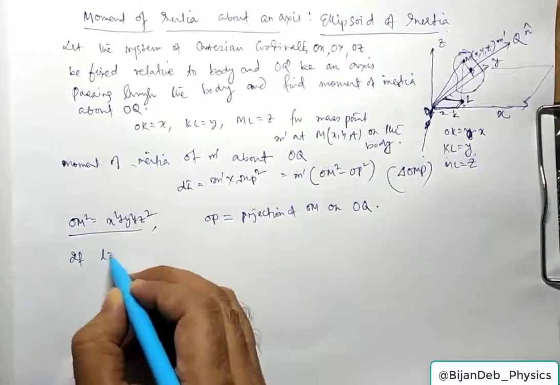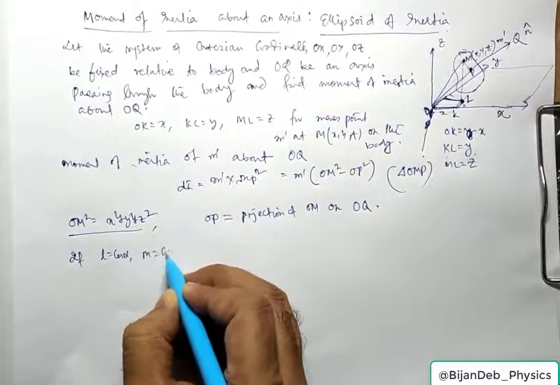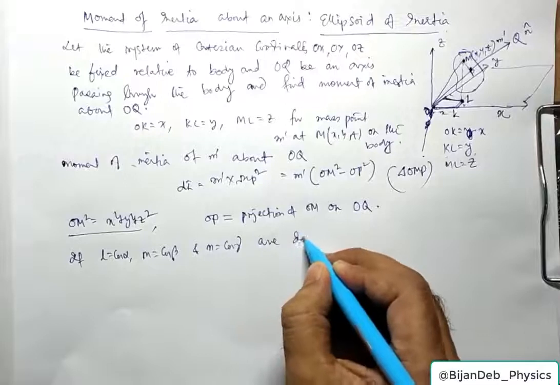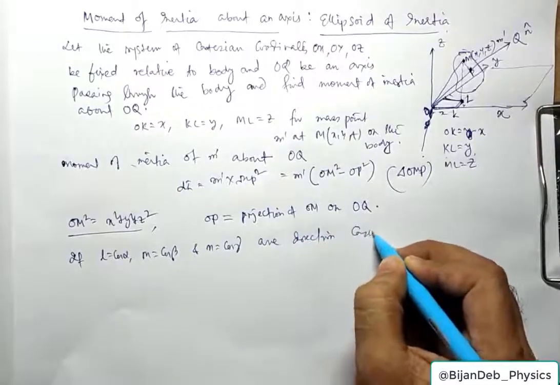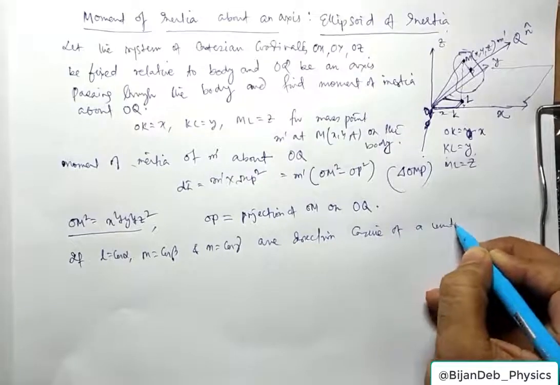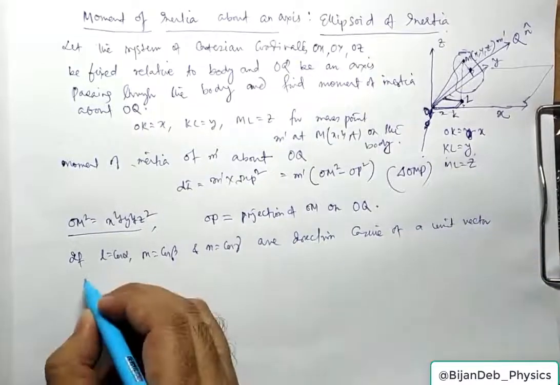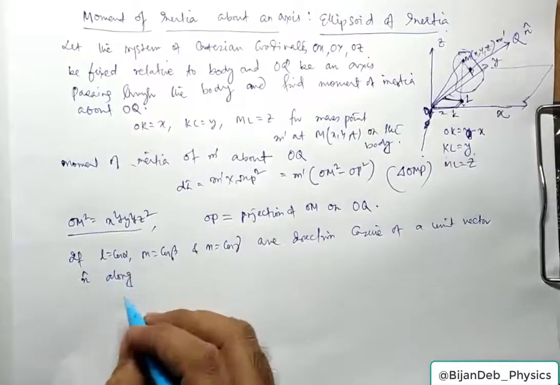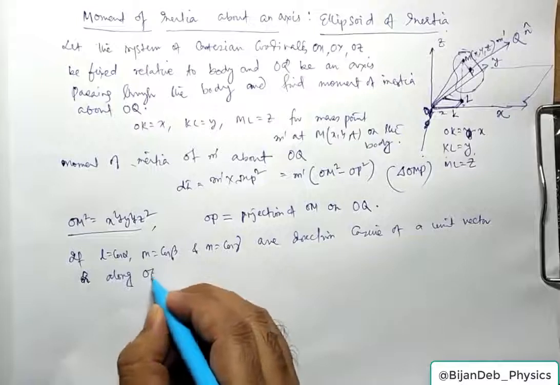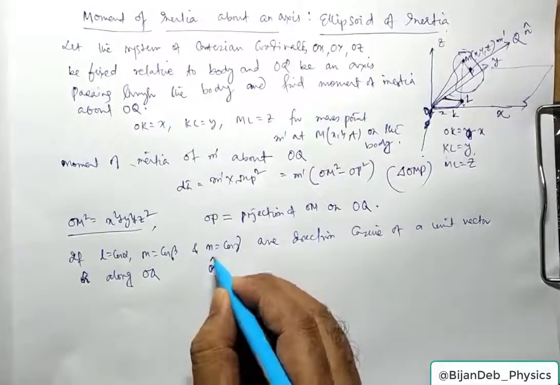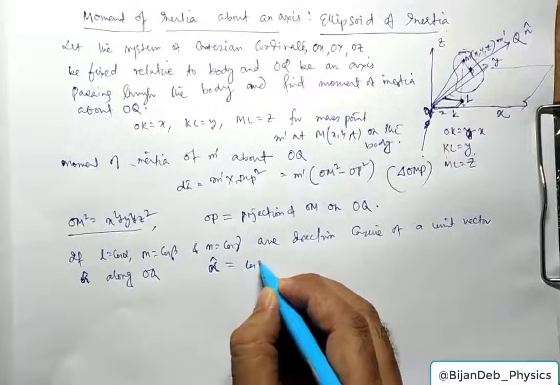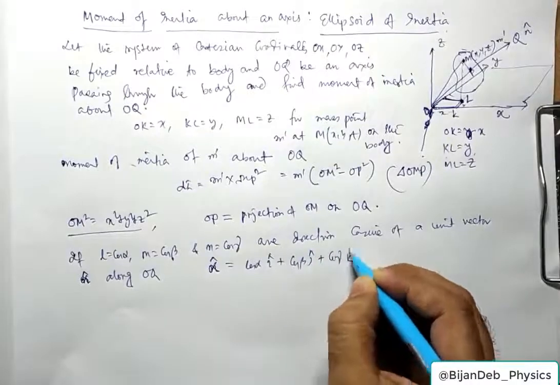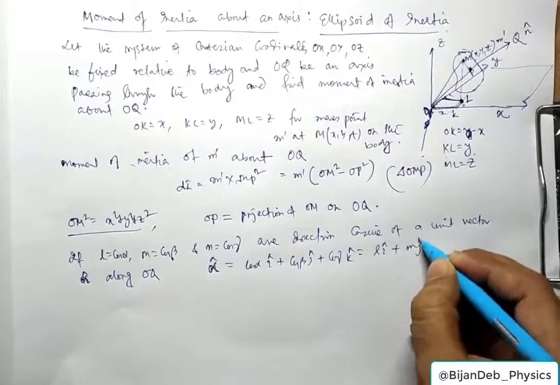If l equal to cos alpha, m equal to cos beta, and small n equal to cos gamma are the direction cosines of a unit vector n cap, or alpha cap, along OQ, then what will alpha cap be? Cos alpha i cap plus cos beta j cap plus cos gamma k cap, or you can take l i plus m j plus n k.